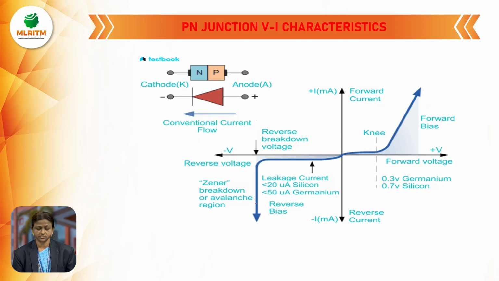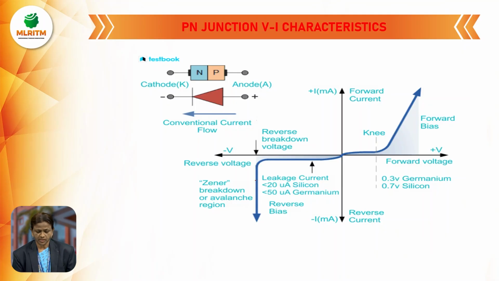From this point onwards, as reverse voltage value increases, current value suddenly increases. Or at this point, as VR value increases, up to a certain point IR value also increases, but then IR value is constant. This corresponding current is known as saturation current. This is denoted as I naught.